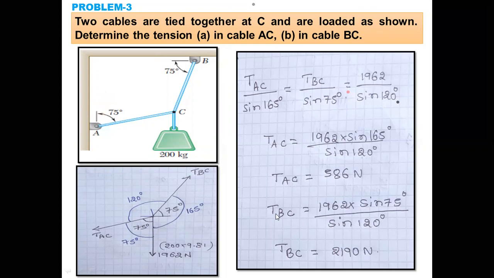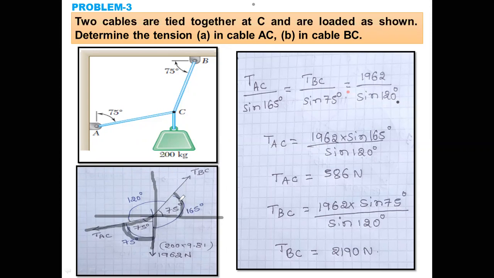So while drawing the free body diagram, first we should write the forces, then you write the axes, that is the x-axis and y-axis. Now from the axes we know that TBC is making an angle of 75 degrees with respect to horizontal. In the same way, TAC is making an angle of 75 degrees with respect to vertical.